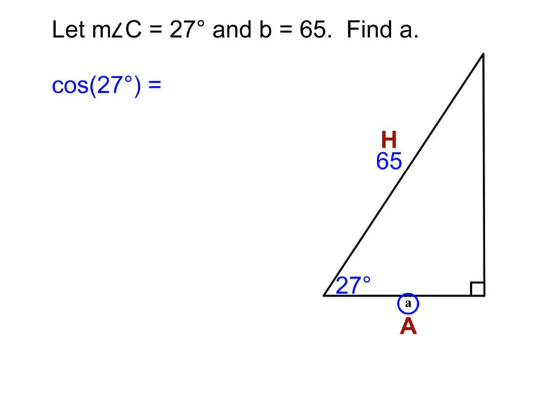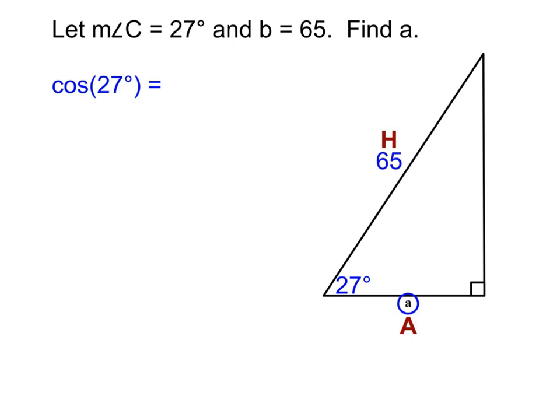So the first thing I do now is I write cosine of the angle. The angle is always what goes inside of cosine. It's never a side length that goes into cosine or sine or into tangent. Now when we get to the inverses, we can put some side lengths into the inverses.